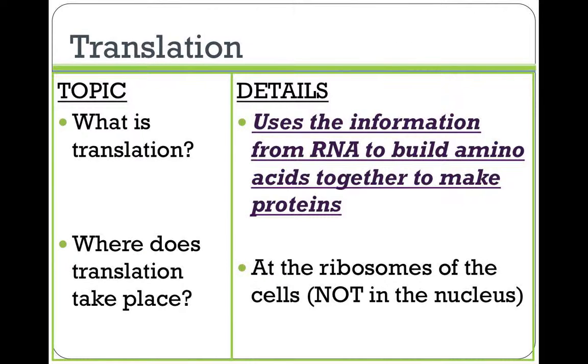So translation is the process that uses the information from RNA to build amino acids together to make proteins. So if you remember all the way back from, I believe it was October, when we learned about amino acids, which are the building blocks of proteins, we learned about those organic compounds. It's all starting to come back now. Translation takes place at the ribosomes of the cell, not in the nucleus. This is extremely important. Proteins are built at the ribosomes, and this is where translation happens.